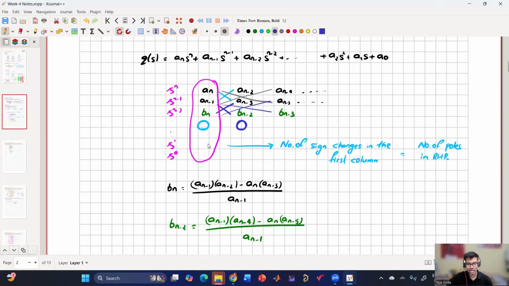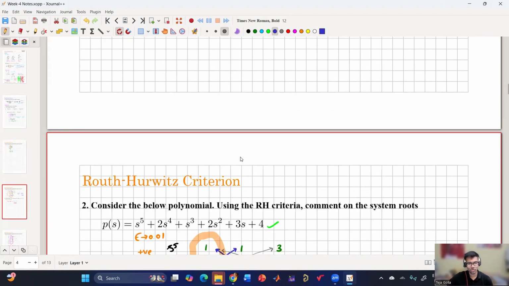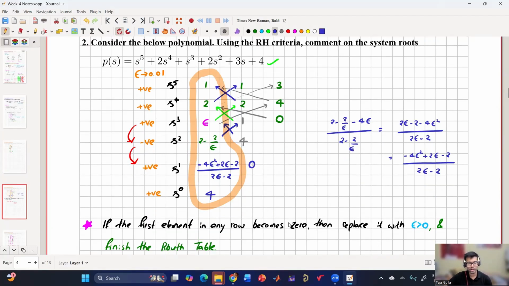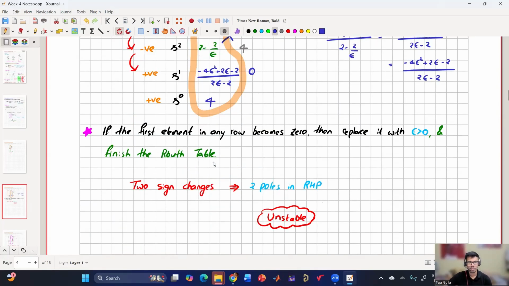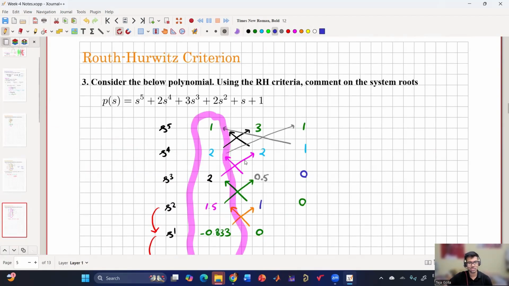Then we have seen how to calculate the Routh table. We have solved a few problems. The first problem is straightforward and the second problem has one condition, which is the first element in the row. If it becomes 0, we have to replace it with epsilon greater than 0 and finish the Routh table. And we put in a certain value for epsilon and then check if there are any sign changes. The number of sign changes equals the number of poles in the RHP. And from there, we can tell whether the system is stable or unstable.